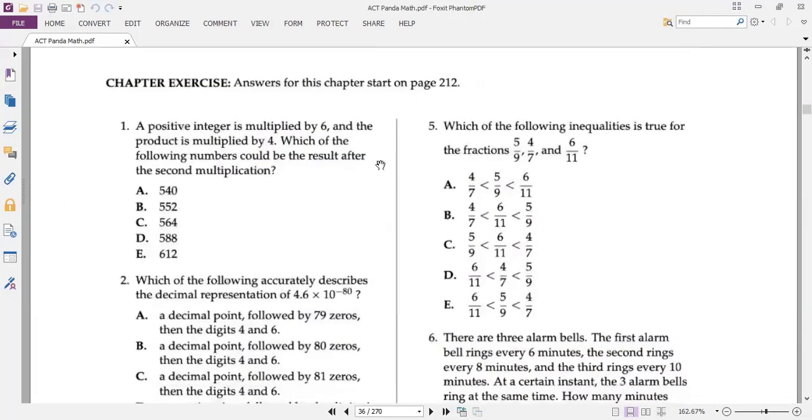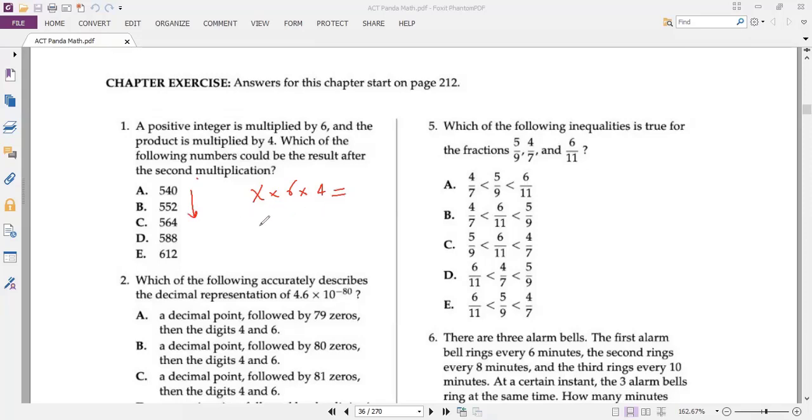36. First question: a positive integer is multiplied by 6 and the product is multiplied by 4. So we have x multiplied by 6 multiplied by 4. Which of the following numbers could be the result of the second multiplication? So the result of all, which one of these?